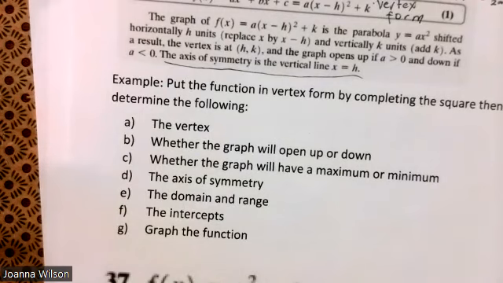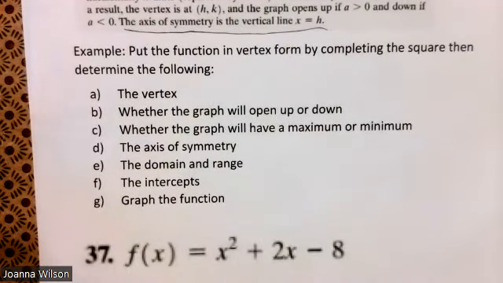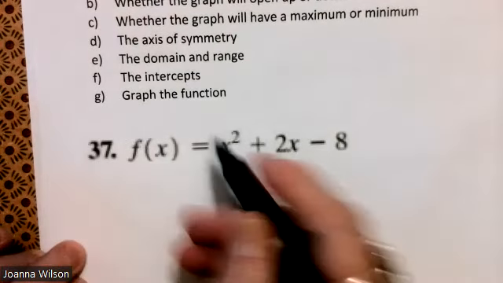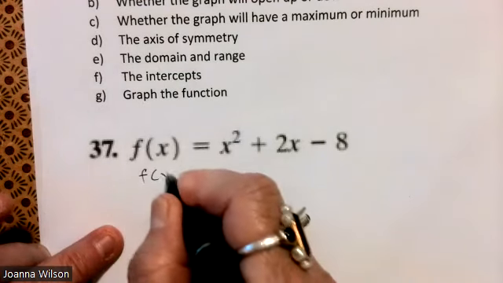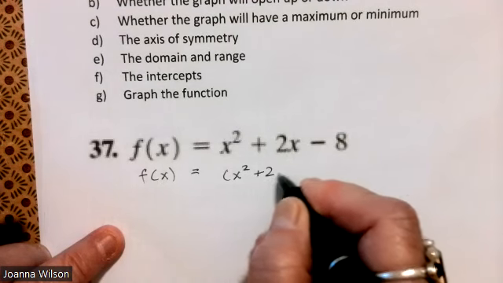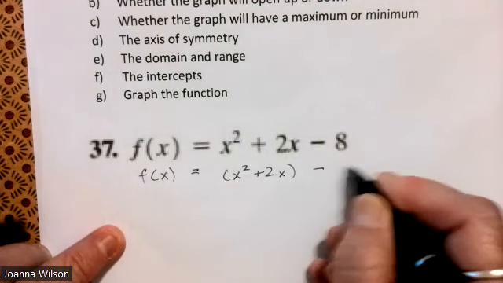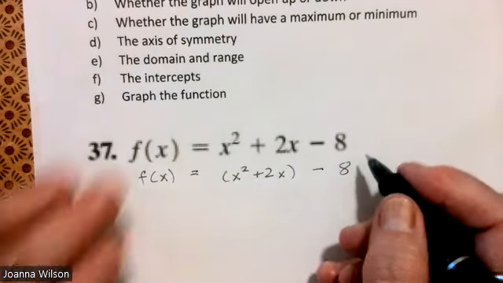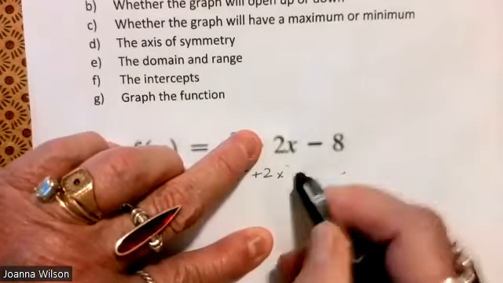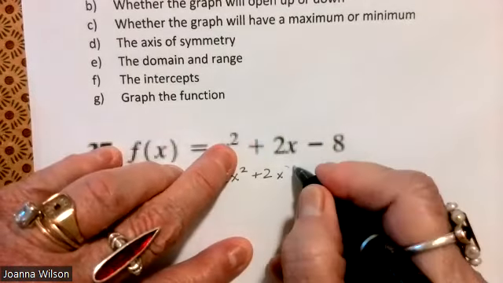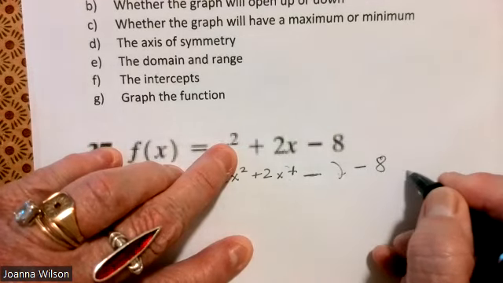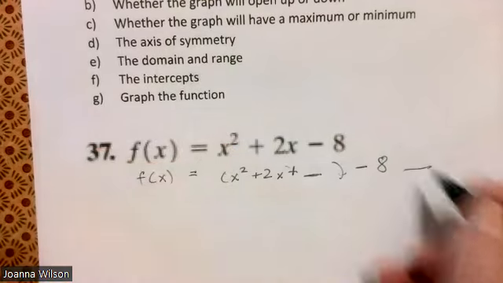First, put the function in vertex form by completing the square, and then determine the following. So here's the function. To put it in vertex form, you group these two terms together, and you leave this out by itself. And then I'm going to leave a space here, because I'm going to end up adding a number right here to complete the square. And whatever I add, I'm going to have to subtract over here.